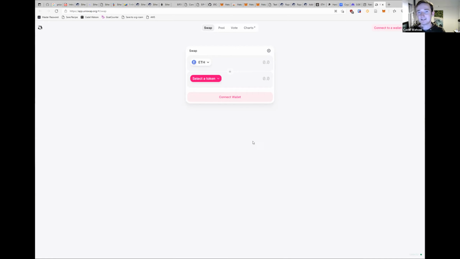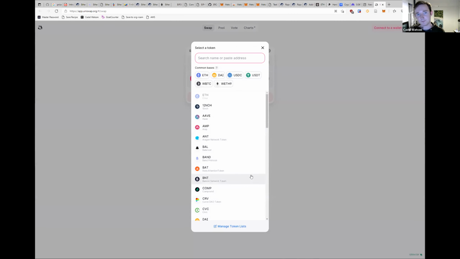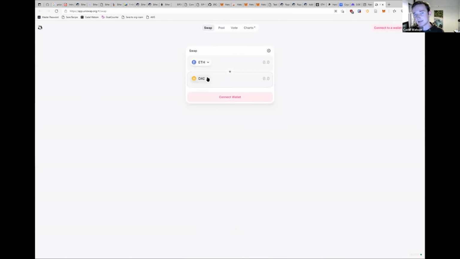So Uniswap is an exchange, right? You can swap Ethereum for another coin. In this case, just for a demo, I'm going to swap some Ethereum, which I currently have in my wallet. If I look here, I've got 0.9 Ethereum. And I'm going to pick from any of these other tokens. Say I want DAI. DAI is a stable coin. It's worth $1 per DAI.